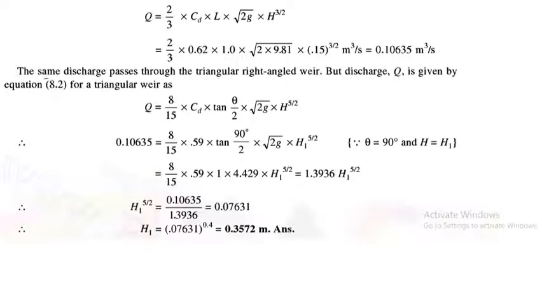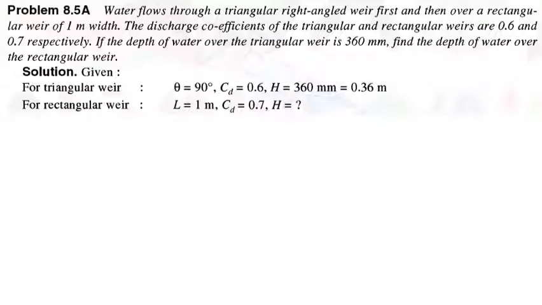The same discharge passes through the triangular right angled weir. Q has a different equation for the triangular weir, that is Q is equal to 8 by 15 into CD into tan theta by 2 into square root of 2G into H raised to 5 by 2. Here the quantity unknown to us is H, which is H1. So substituting all the other quantities, we know Q from here, CD we know, theta is also known to us. So finally we get H1 is equal to 0.3572 meters.